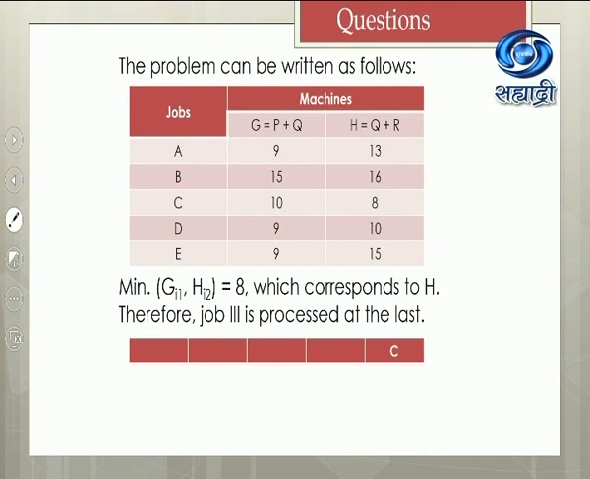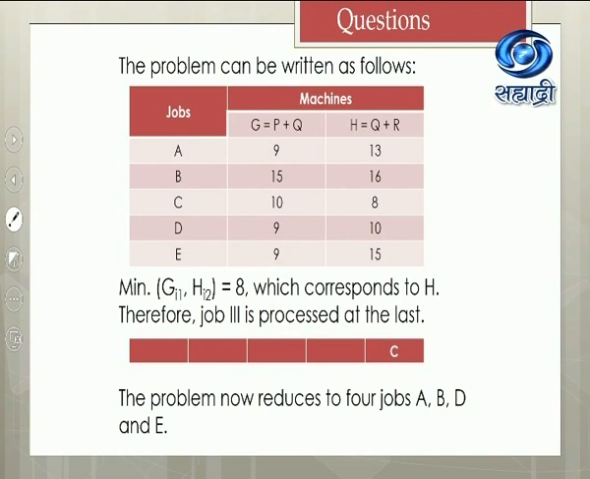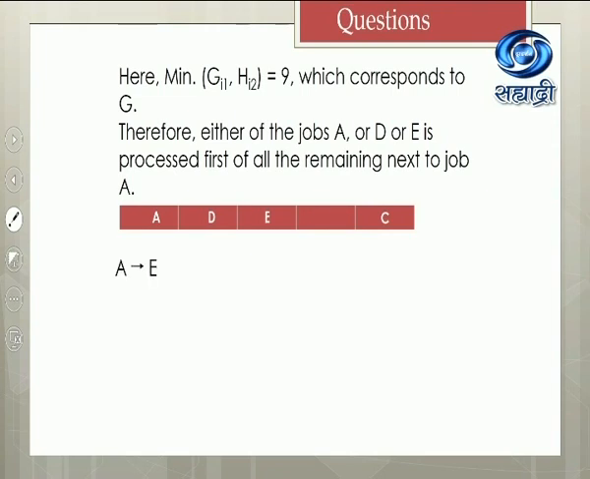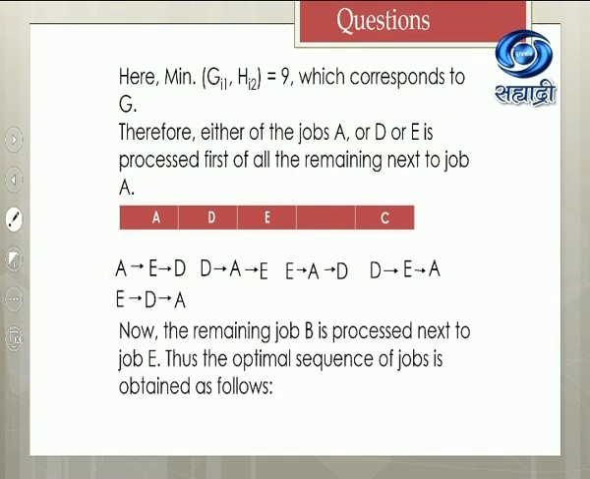Then minimum is, as you can see, 9, 9 and 9. So let us write the next. The problem now reduces to only 4 jobs, which is A, B, D and E. And you can see that there are 9 only. So let us write the sequence. Therefore, either of the jobs A, D or E is processed first of all the remaining next to job A. You can write it in any form, so maybe you get a different sequence. So it will be A, D, E, and you can write A, E, D also. You can get D, A, E also, E, A, D, D, E, A, E, D, A and so on.